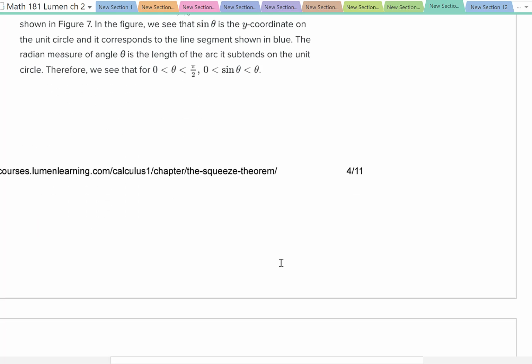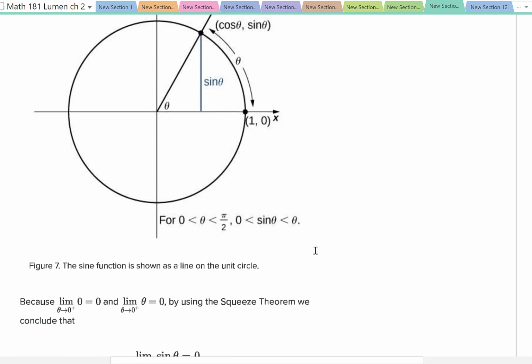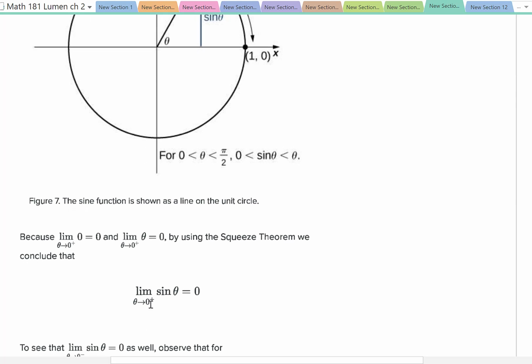Okay, so we're going to come down here. We're talking about the length of this line, which is defined as sine of theta. So the limit of 0 as theta approaches 0 from the positive side is 0, and the limit of theta as theta approaches 0 from the positive side is 0. So by the Squeeze Theorem, the limit of sine of theta as theta approaches 0 from the positive side is 0. Makes a lot of sense to me.